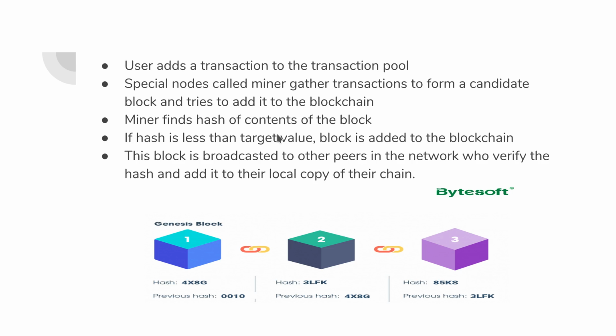The block is broadcast to the other peers in the network, who verify the hash and add it to their local copy, which is maintained in their computer. As we can see, there is an initial block called the Genesis block. It might have a hash 4x8g, and then we will have the next block in the chain which will have a hash 3lfk, and it will also have the hash of the previous block in the blockchain, which is the Genesis block in this case. So this block cannot be tampered with, and we can't add another block in between.